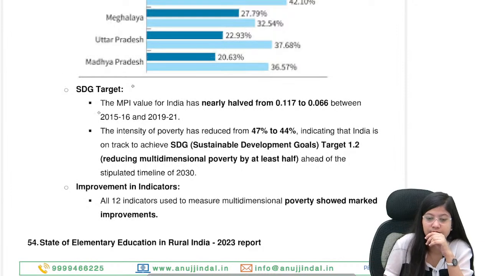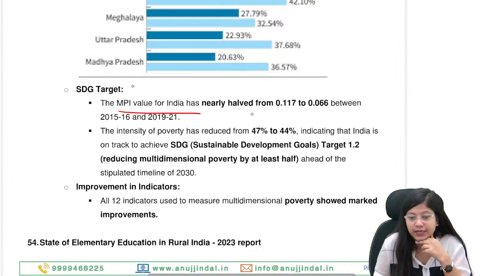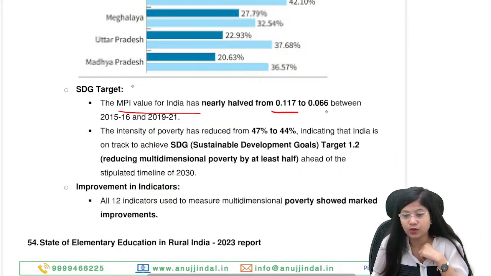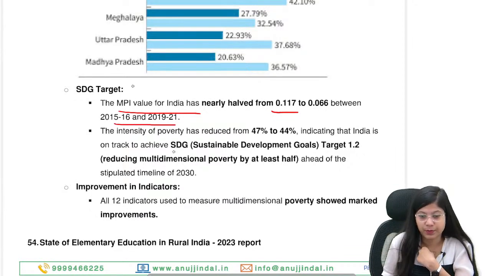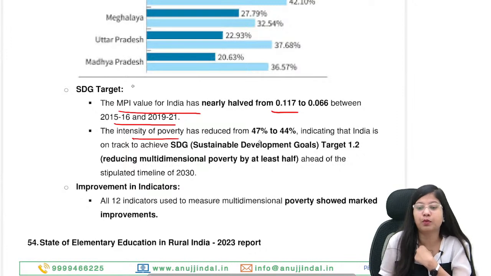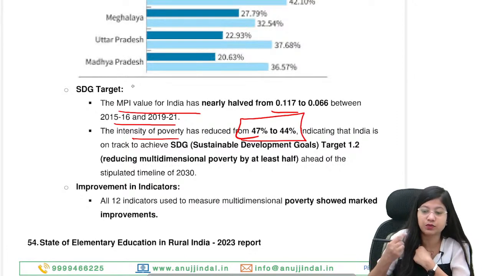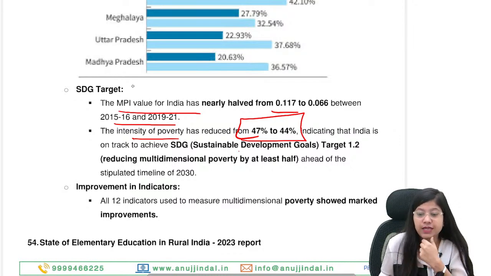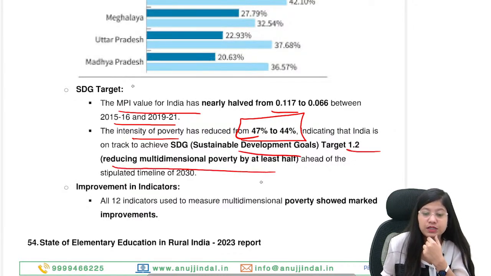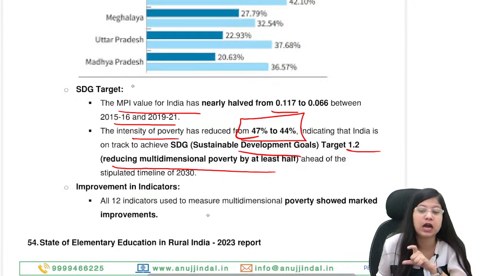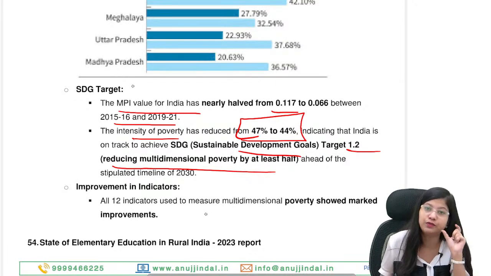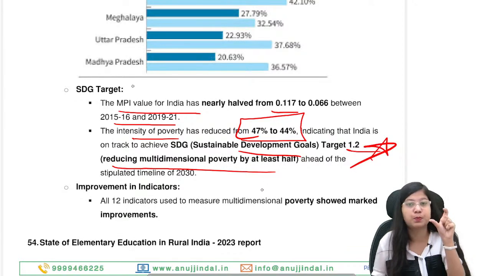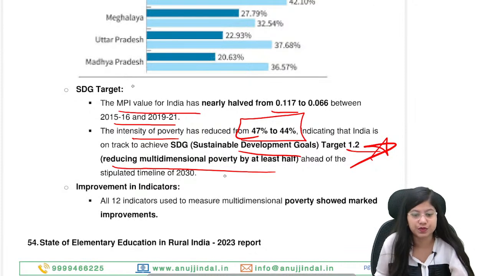Now, SDG targets. The MPI value for India has nearly halved from 0.117 to 0.066 between the tenure. The intensity of poverty has also reduced from 47% to 44%, indicating that India is on the track to achieve the SDG target of 1.2, reducing the multidimensional poverty by at least half ahead of the stipulated timeline of 2030. This target, guys, is very, very important. Do remember these particular targets which come in the news.